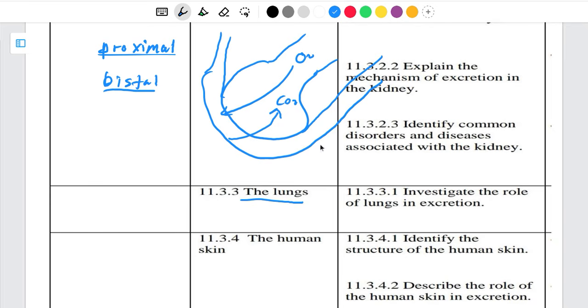Okay, the role of the lungs is in excretion. So you are going to focus much on carbon dioxide, the one which is excreted, as well as heat. So heat is excreted from the lungs in the form of water vapor. Yeah, so you have to take note of that. Carbon dioxide as well as heat.